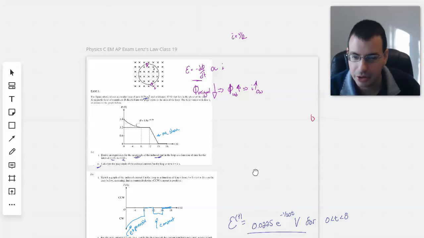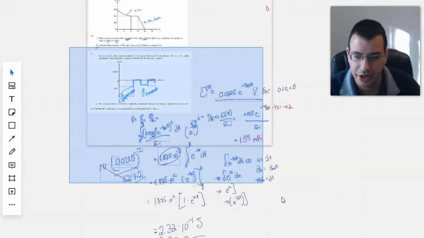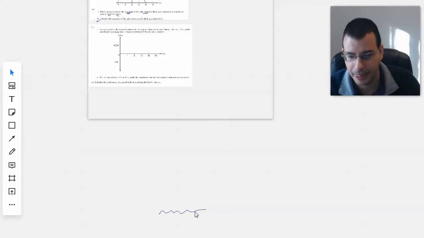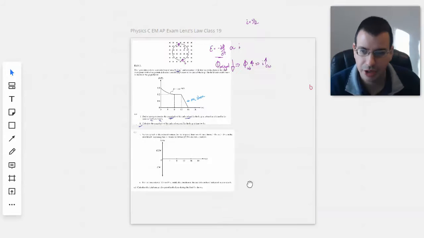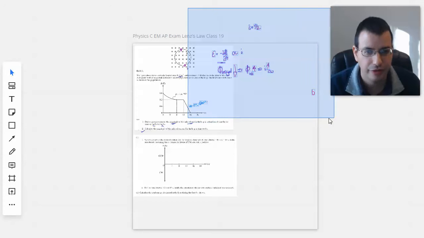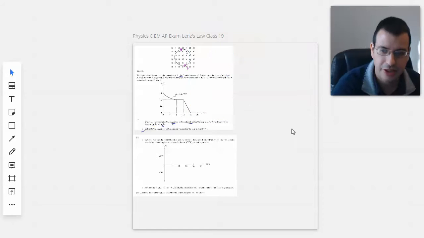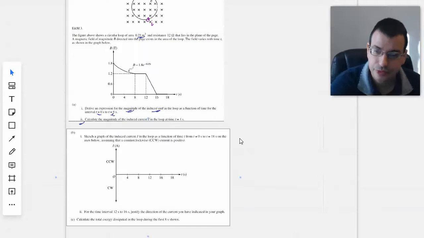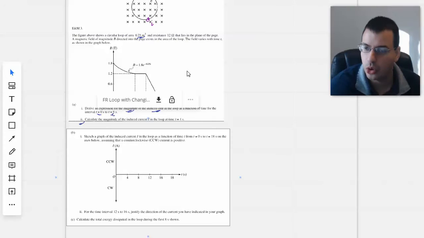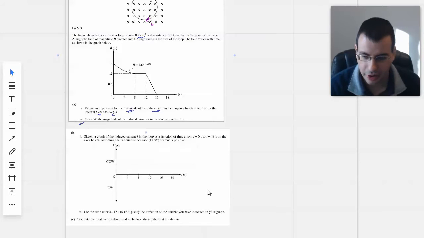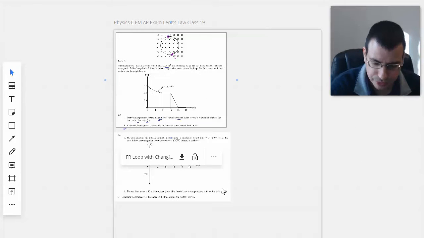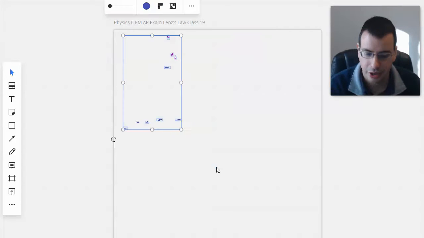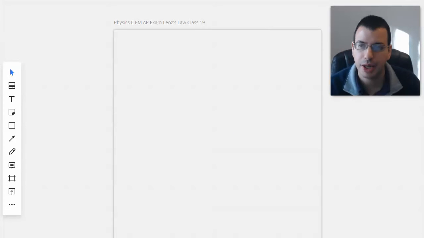Okay, so I am going to clean up the board, and we will try another problem. There's an amazing number of Lenz's law problems. This could legitimately be a quarter to a third of your test overall, is these kind of magnetic induction problems, especially in the free response section. So it's worth knowing how to do these. Unlock, delete, clean up, grab the next problem.